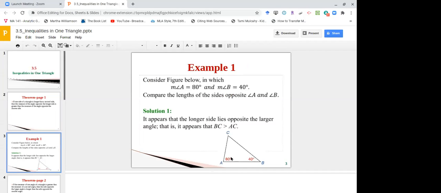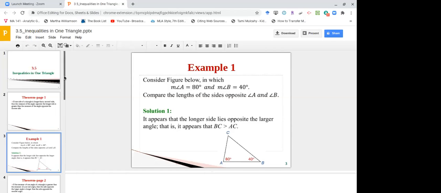But the point that she's making here is that 80 is obviously bigger than 40 degrees. So the side opposite vertex A, which is BC, because it's opposite the larger angle, has to be longer. BC has to be longer than the side opposite angle B, because angle B is only 40 degrees. And this makes sense. If you make an angle large, then the side opposite will have to be longer in order to connect the points of the triangle. Try it yourself and you'll see what this means.